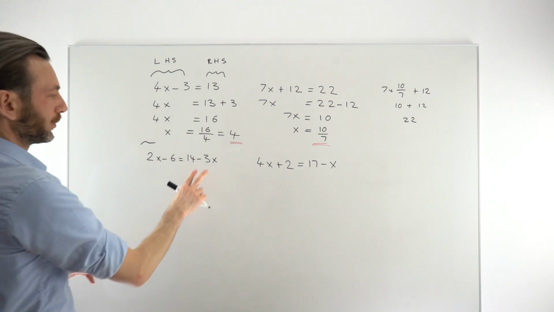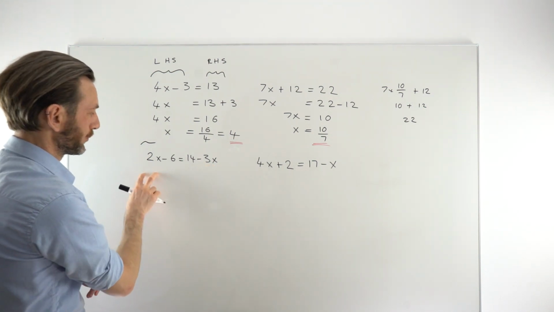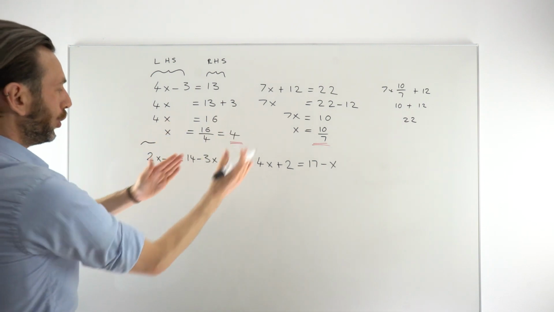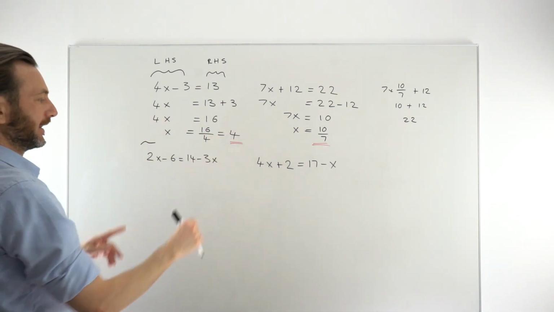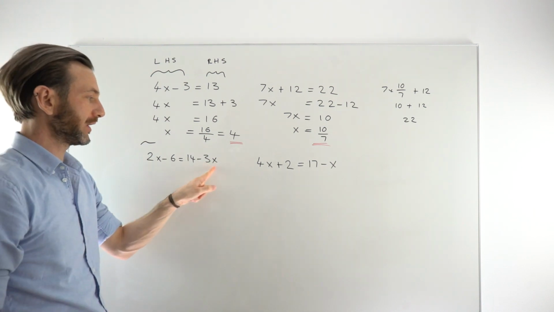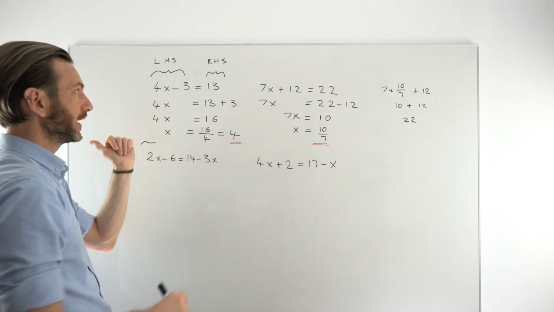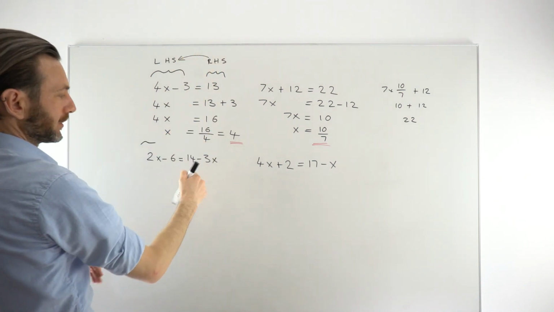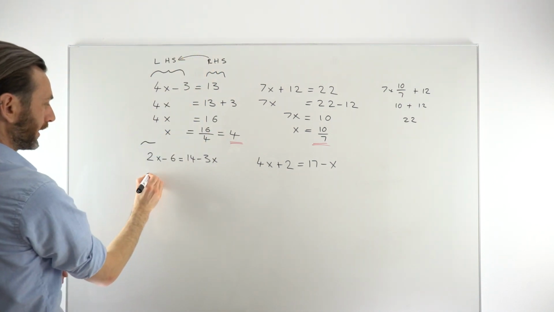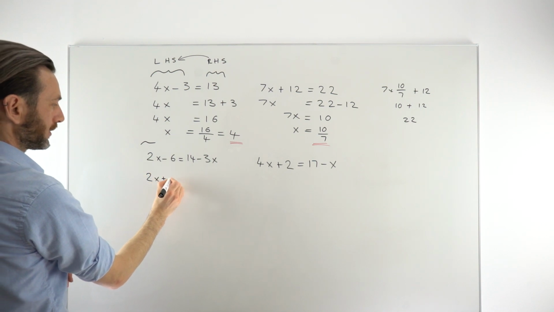What we're going to do with this one though, we're going to start by taking the x terms over to the left. We want to gather all the x's on the left, all the numbers on the right, and then divide at the end. So we've got a minus 3x here. We want to bring that to the other side. So it's swapping from the right over to the left. That means the minus becomes a plus. So we're going to get 2x plus 3x.